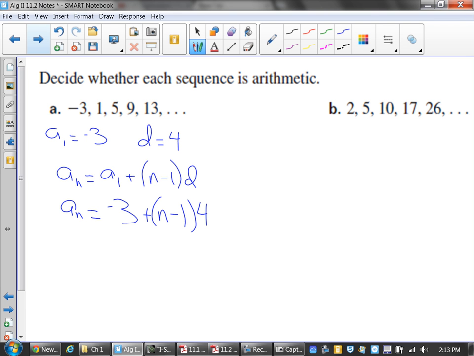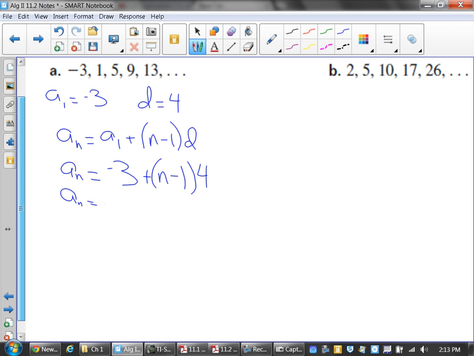Distribute out the 4. What's negative 4 minus 4? Negative 7, very good. So I write out my rule for this sequence: my nth term is nothing more than 4n minus 7.